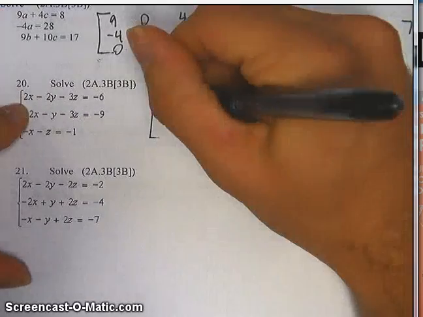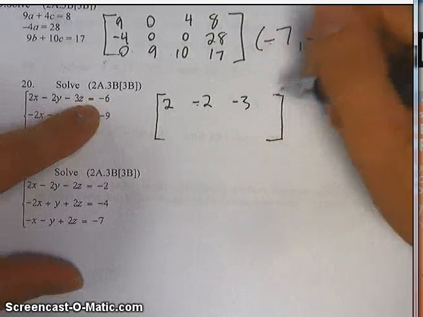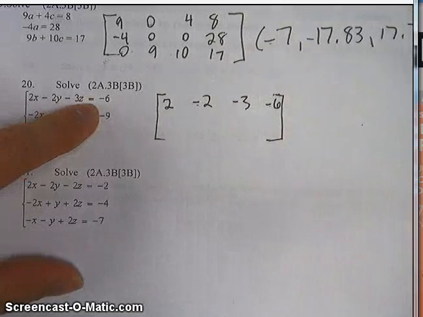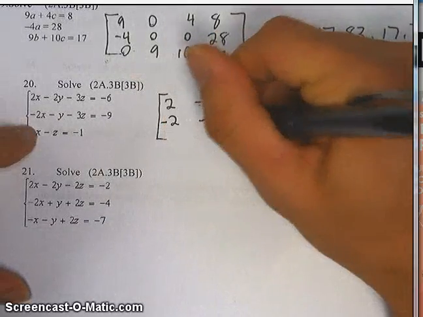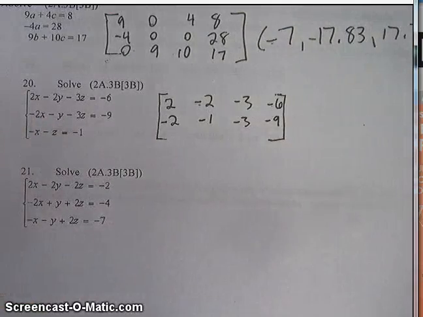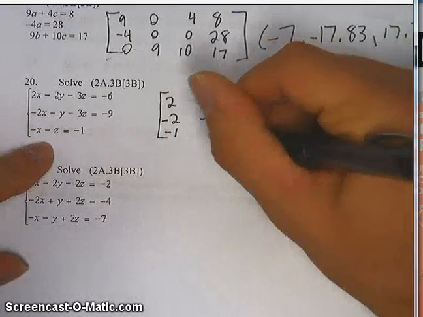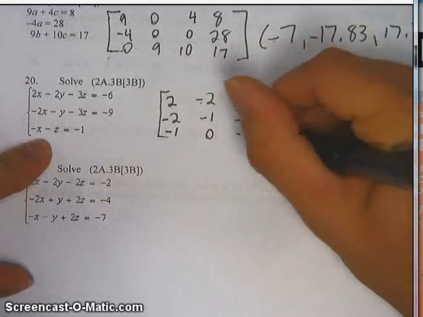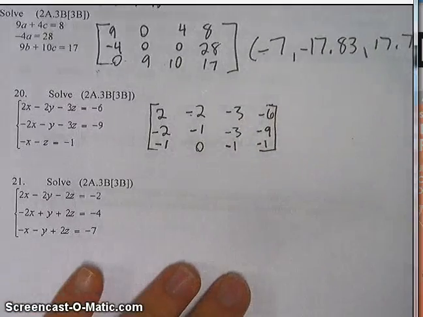So the number in front of the x is a 2, in front of the y is a negative 2, in front of the z is a negative 3, and after the equal sign the constant's a negative 6. Next equation will be a negative 2 in front of the x, a negative 1 in front of the y, a negative 3 in front of the z, and a negative 9 after the equal sign. And the last equation is a negative 1 in front of the x, a 0 in front of the y, a negative 1 in front of the z, and a negative 1 after the equal sign.